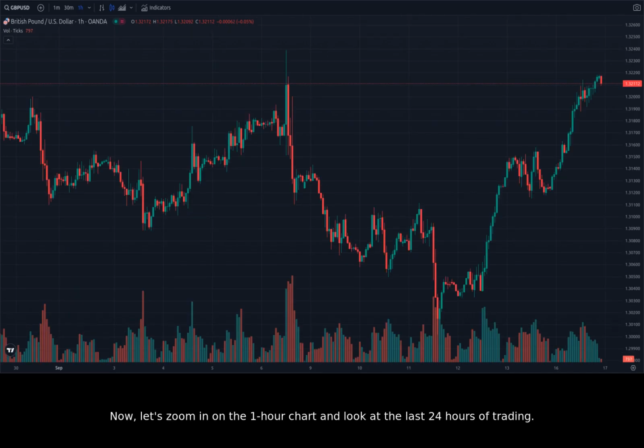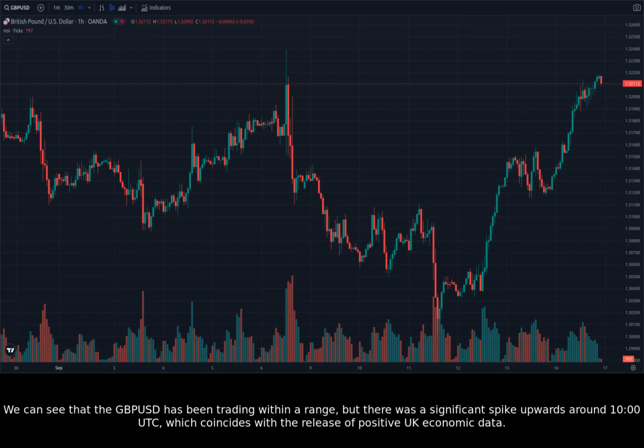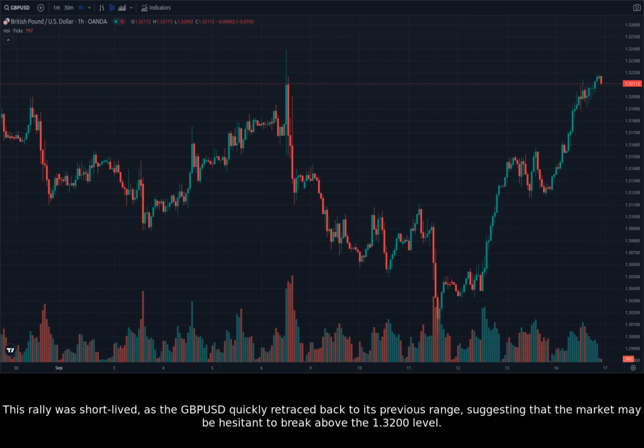Now, let's zoom in on the 1-hour chart and look at the last 24 hours of trading. We can see that the GBPUSD has been trading within a range, but there was a significant spike upwards around 10 o'clock Universal Time Coordinated, which coincides with the release of positive UK economic data. This rally was short-lived, as the GBPUSD quickly retraced back to its previous range, suggesting that the market may be hesitant to break above the 1.3200 level.